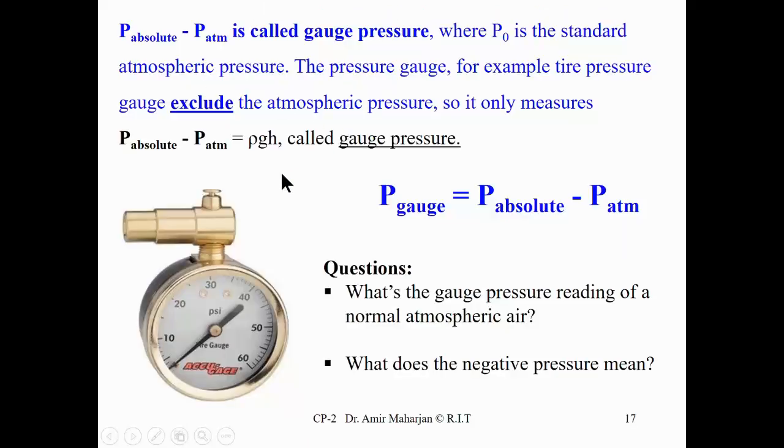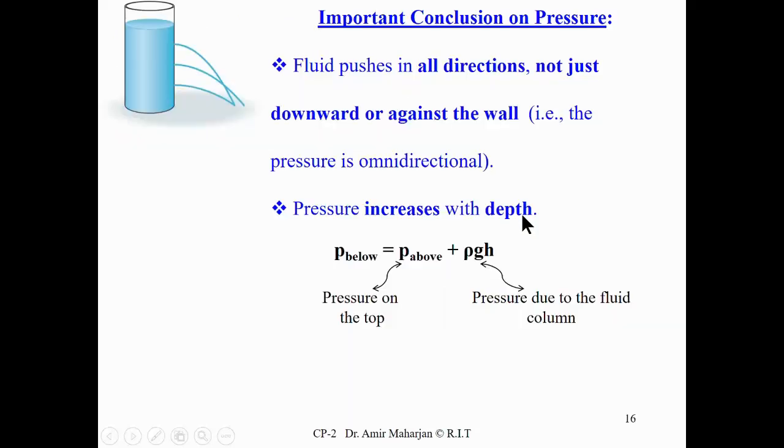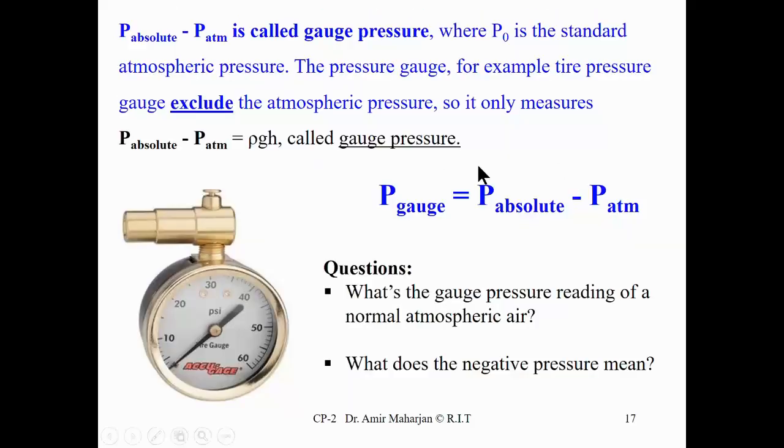And one more thing to note, which is called gauge pressure. So what is gauge pressure? It is defined by this relation. First you find the absolute pressure using this formula. Once you find the exact absolute pressure, you subtract the atmospheric pressure, and that's called gauge pressure. Many pressure gauge sensors and measuring devices in real life exclude the atmospheric pressure. They don't account for it because we're all exerted upon by atmospheric pressure.